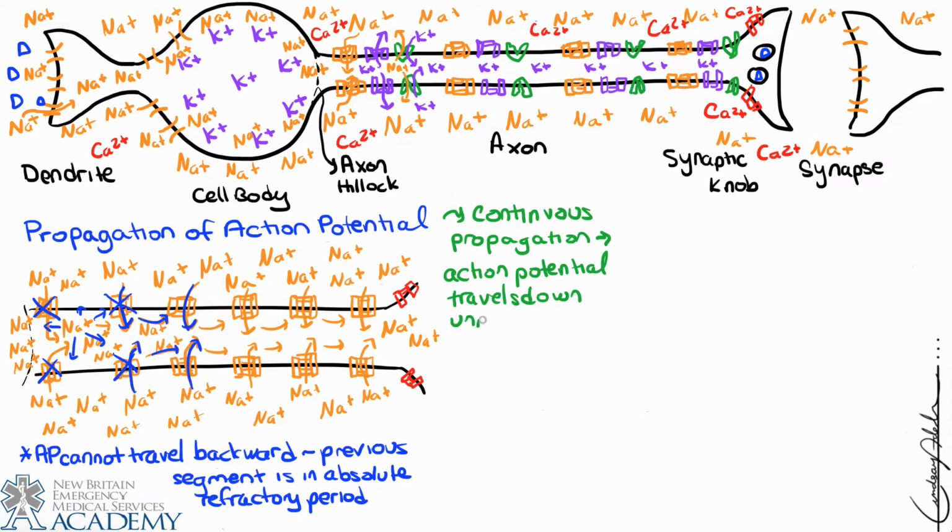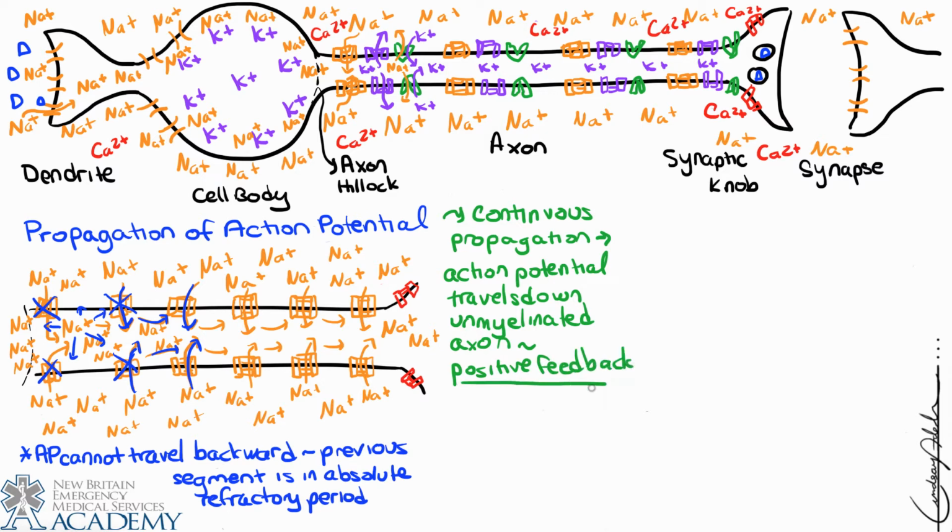So this method of propagation is referred to as continuous propagation, and it's what happens when an action potential travels down an unmyelinated axon. We mentioned myelination in a previous video, and now we know that we didn't draw the myelin in there, so this is going to be continuous.